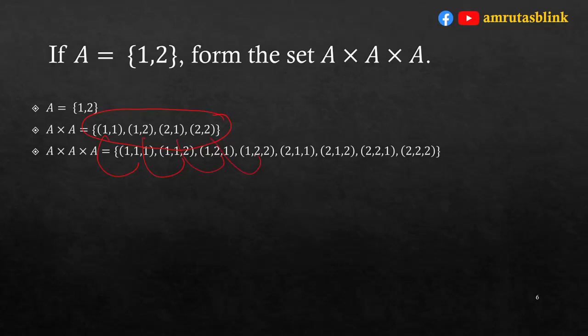Now we will add 2. So it is (2, 1, 1), then (2, 1, 2), (2, 2, 1) and (2, 2, 2). Now here you need to understand that either you can add the element initially to the Cartesian product A, or if you are considering A product A, then you can add a single element to the end of the set.